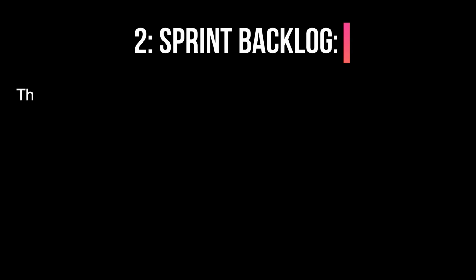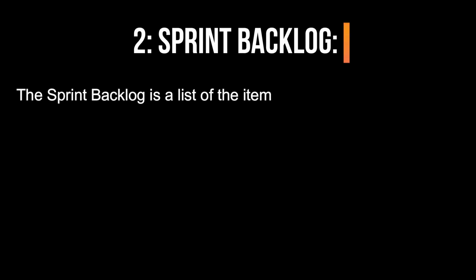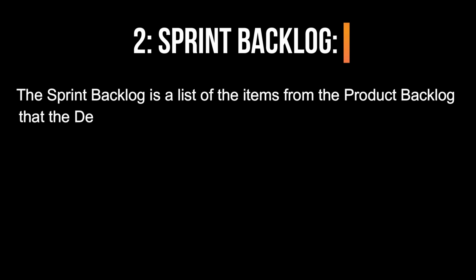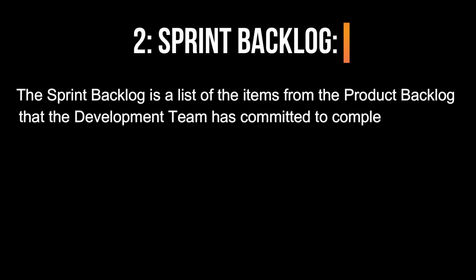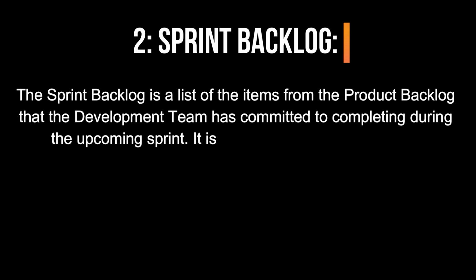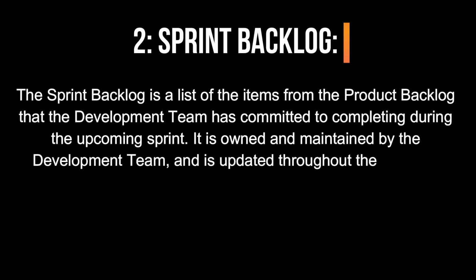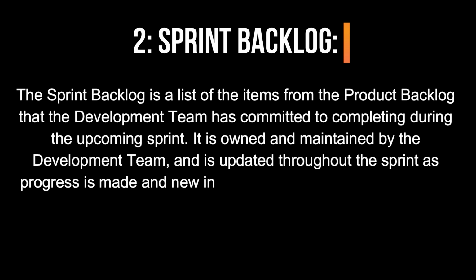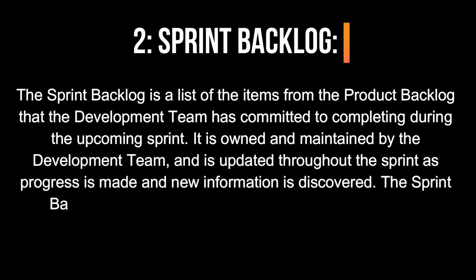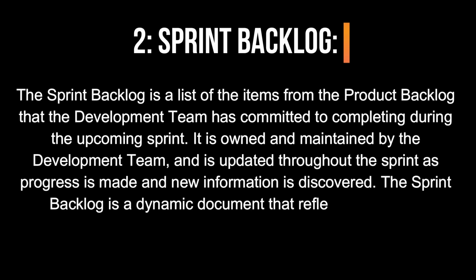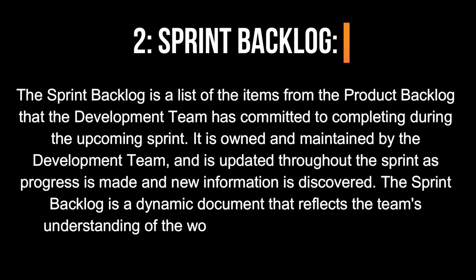2. Sprint backlog. The sprint backlog is a list of the items from the product backlog that the development team has committed to completing during the upcoming sprint. It is owned and maintained by the development team and is updated throughout the sprint as progress is made and new information is discovered. The sprint backlog is a dynamic document that reflects the team's understanding of the work and their plan for completing it.